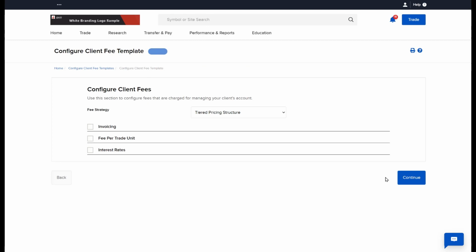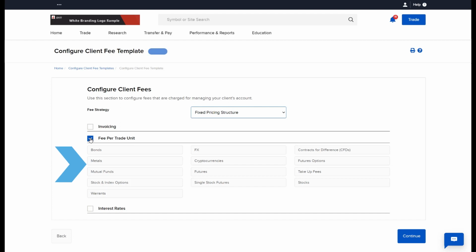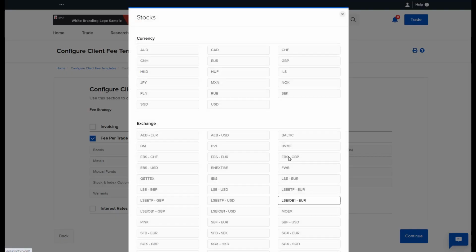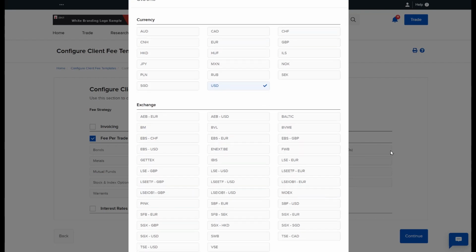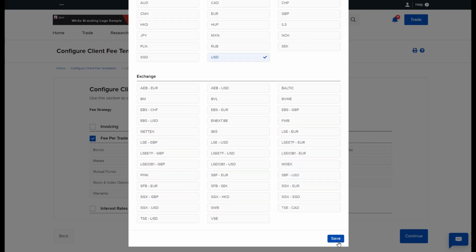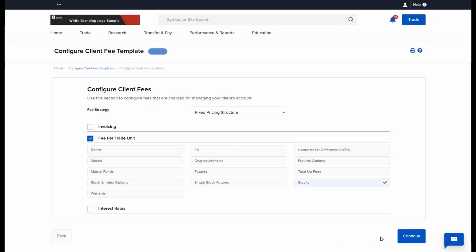For the examples in this video, fixed pricing structure will be the selected fee strategy, indicating that IBKR's fixed pricing schedule will be the base of the markup calculations. Once fee per trade unit is selected, the section will expand to view the available asset classes that can be configured. For this video, US dollar stocks will be configured as an example. However, brokers can select multiple asset classes and currencies to be configured at the same time.